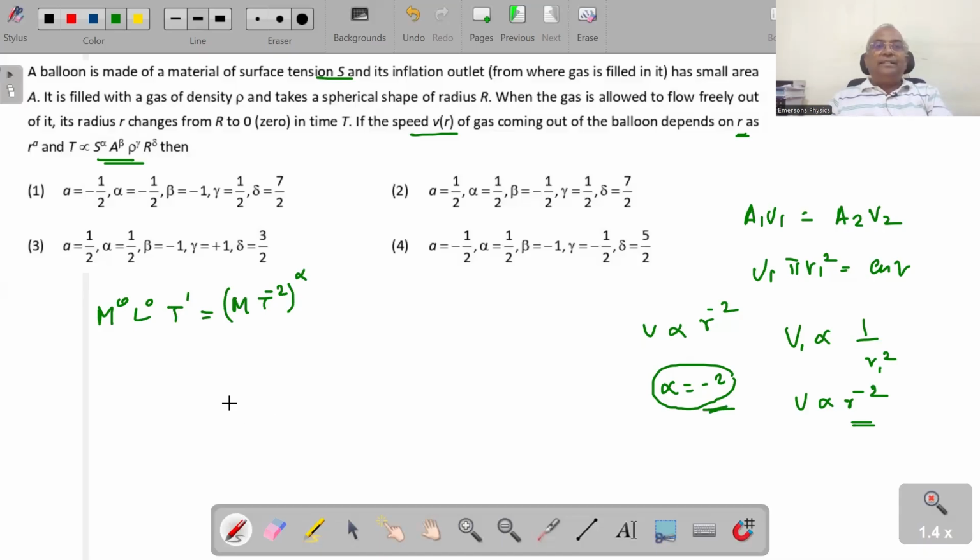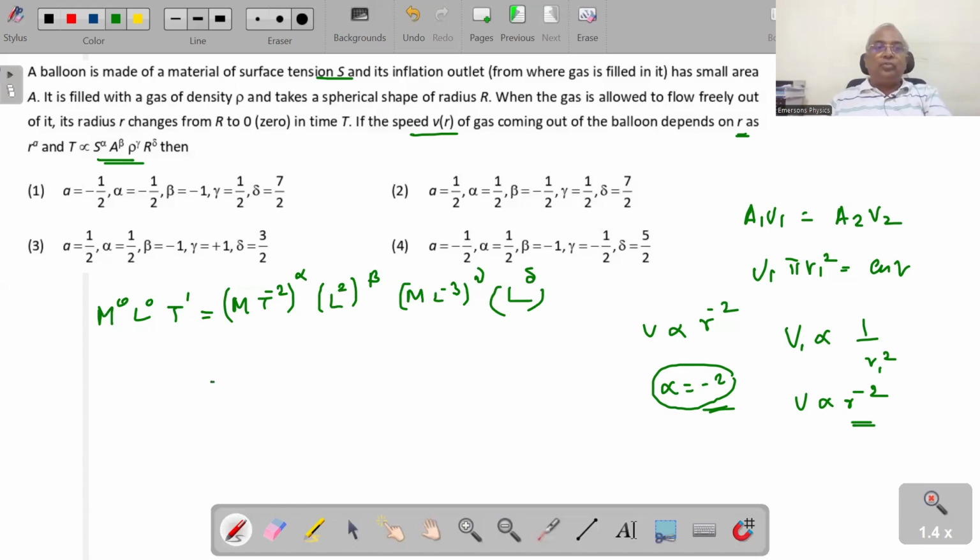Next, A is called area. Area means L squared, to the power of beta. Area, and so alpha, beta, and P is density, mass by volume, L to the power of minus 3, to the power of gamma. And finally, R is nothing but radius. Radius is nothing but L to the power of delta.